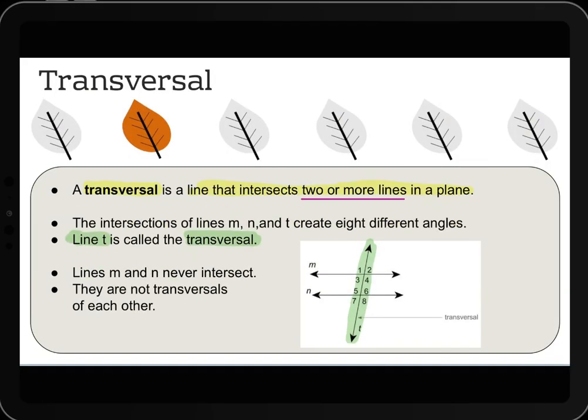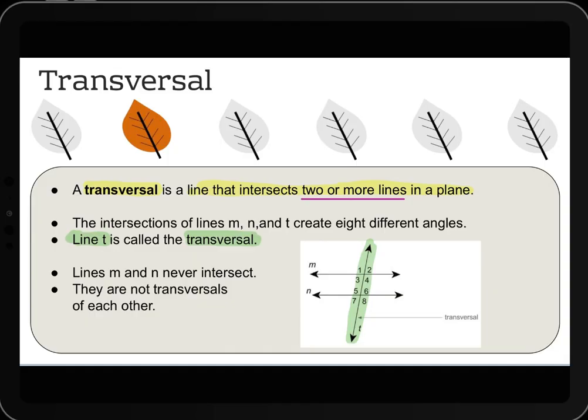A transversal is a line that intersects two or more lines in a plane. So in this diagram that we have on the lower right, we have lines intersecting each other here. In this case, the line T is the transversal. It is intersecting the two lines M and N, and it creates 8 different angles when it does this.